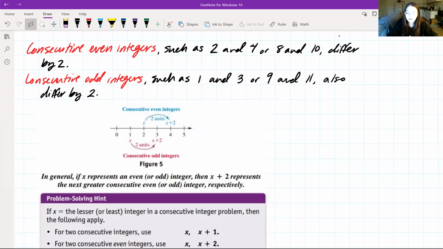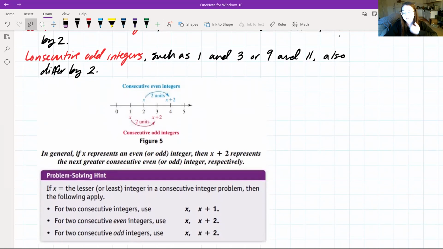So we have kind of our graph here with our consecutive even integers. So we want to move 2 units with even integers. We also want to move 2 units for odd integers. It's just that the actual value of them is different in the sense of even or odd. So in general, if x represents an even or odd integer, then x plus 2 represents the next greater consecutive even or odd integer respectively.